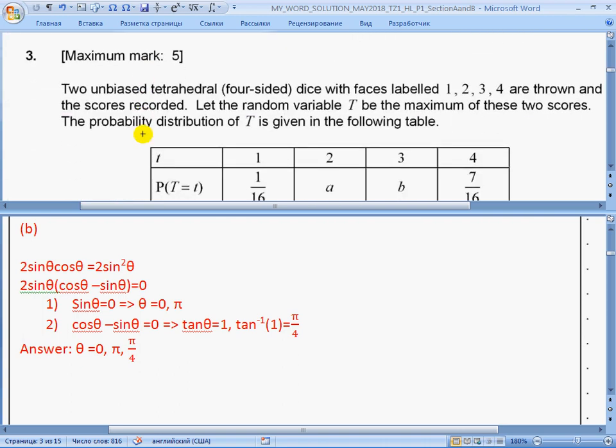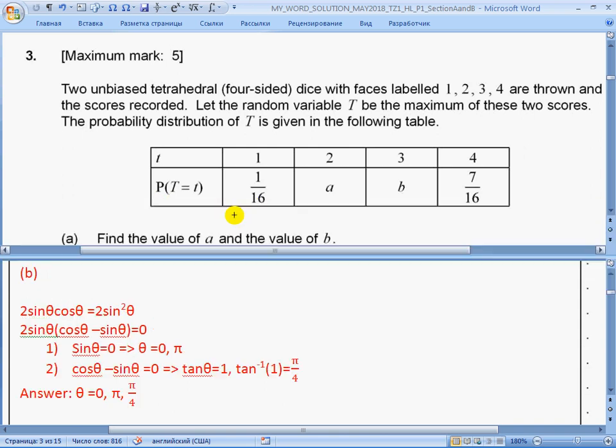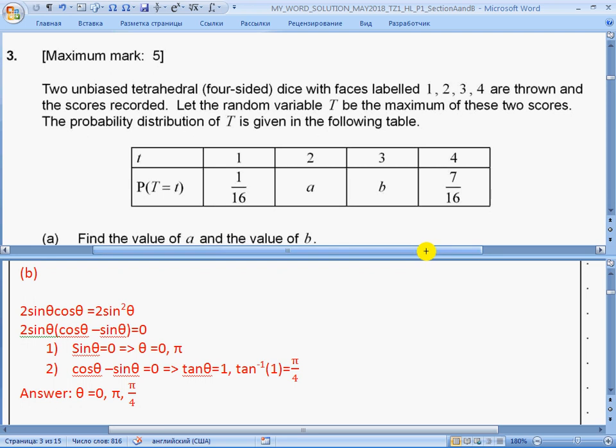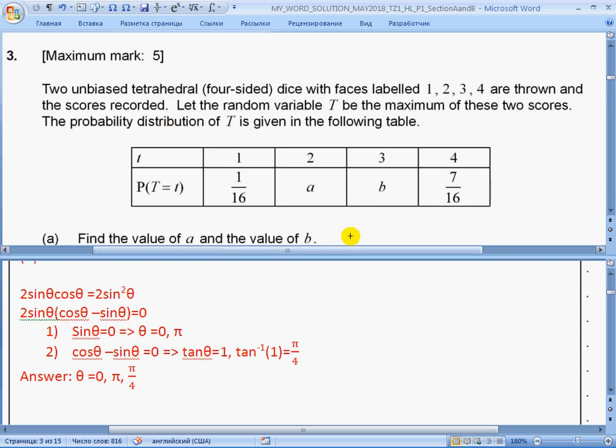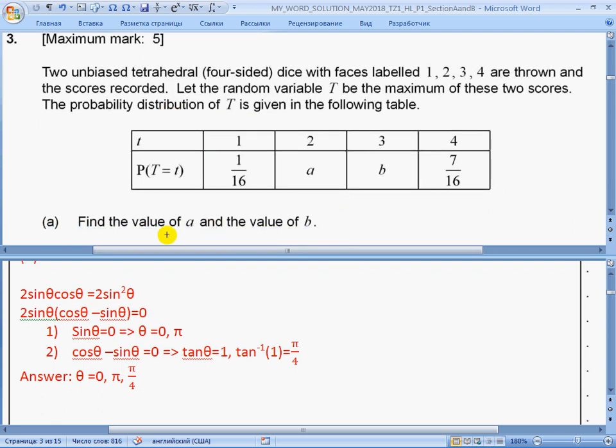Question 3. We conduct a probability experiment with 2 dice with 4 sides, with 1, 2, 3, 4, and let the random variable t be the maximum of these two scores. The probability distribution is given as the following. Find the values of a and b.